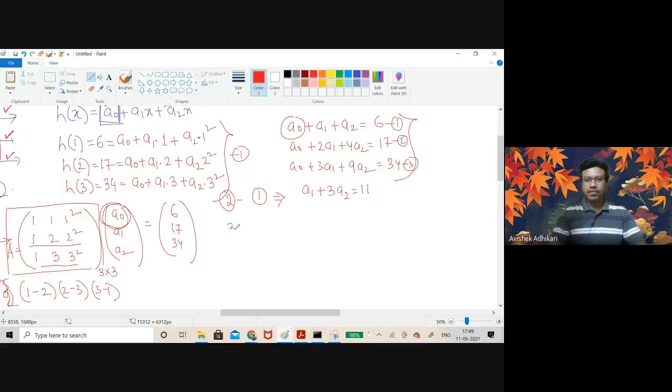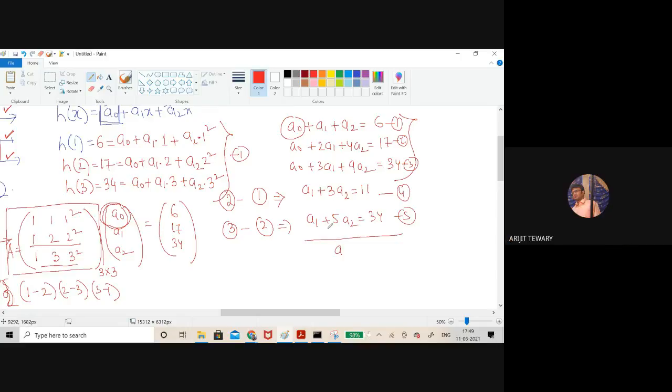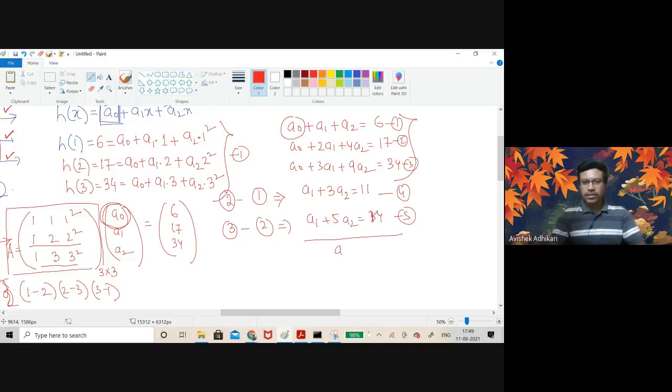Similarly, if you have equation 3 minus equation 2, that will give you a1 plus 5 a2 equal to 17. Now, if you subtract this from here, say this is 4 and this is 5, if you subtract, that will be, so not 34, 17. Oh yeah, it will be 17, right.